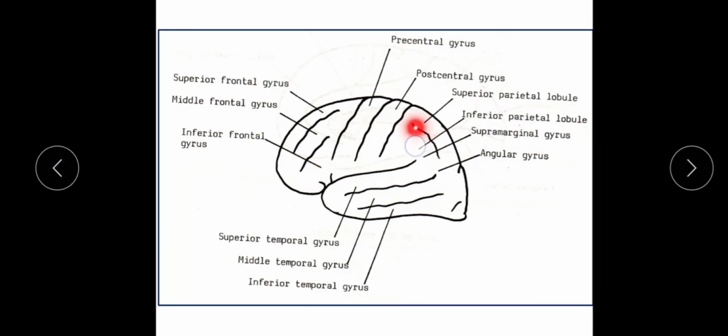This one is the interparietal sulcus, which divides the parietal lobe into the superior parietal lobule, the area above the interparietal sulcus, and the inferior parietal lobule, the area below the interparietal sulcus.